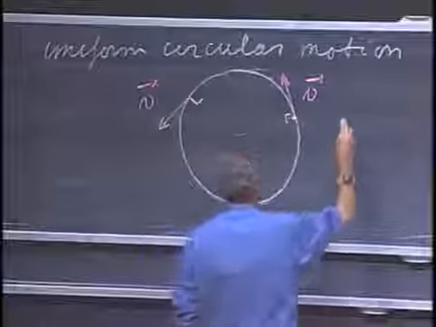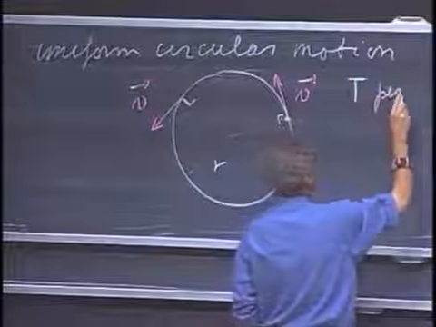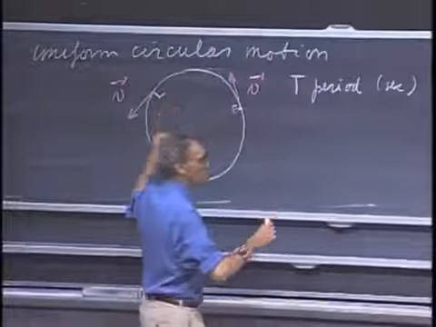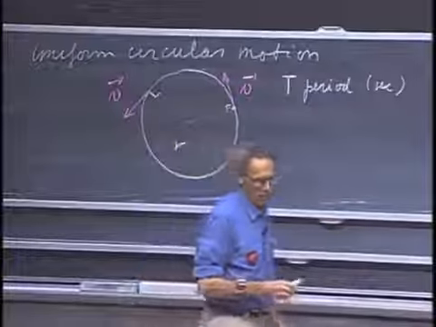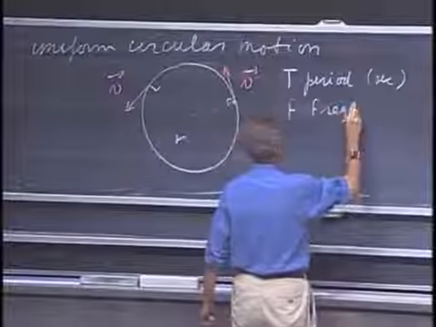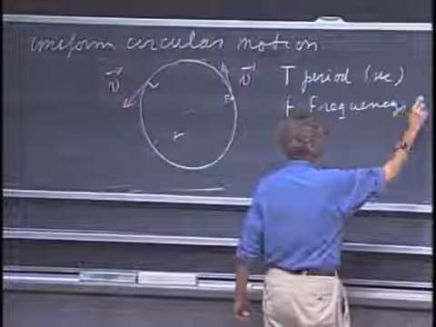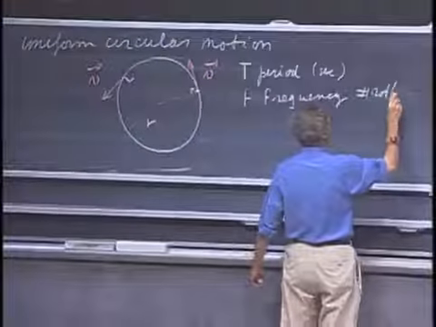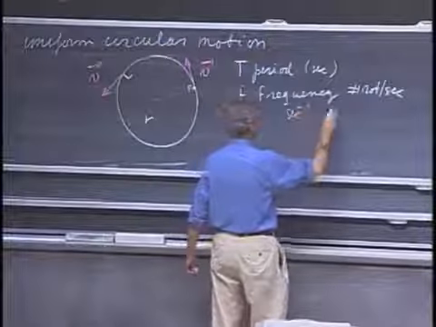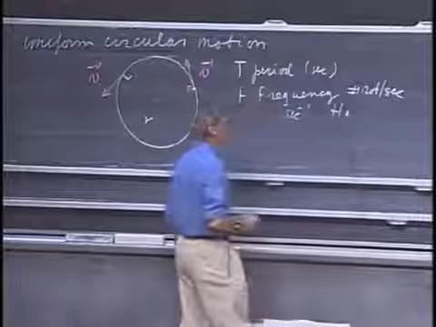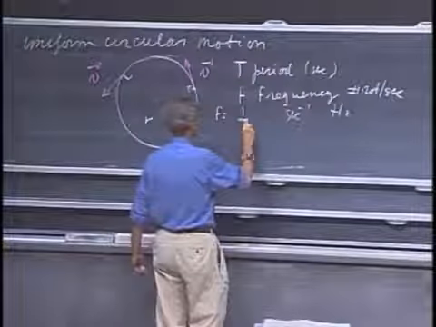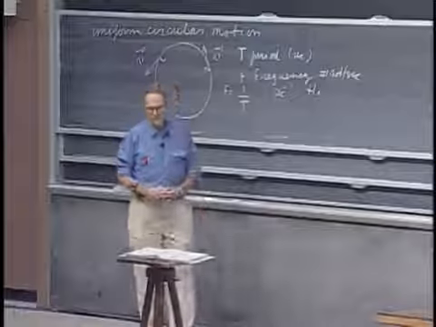We introduce T, what we call the period, of course in seconds, which is the time to go around once. We introduce the frequency f, which is the number of rotations per second. And so the units are either second to the minus 1, or, as most physicists would call it, hertz. And so frequency is 1 divided by T.